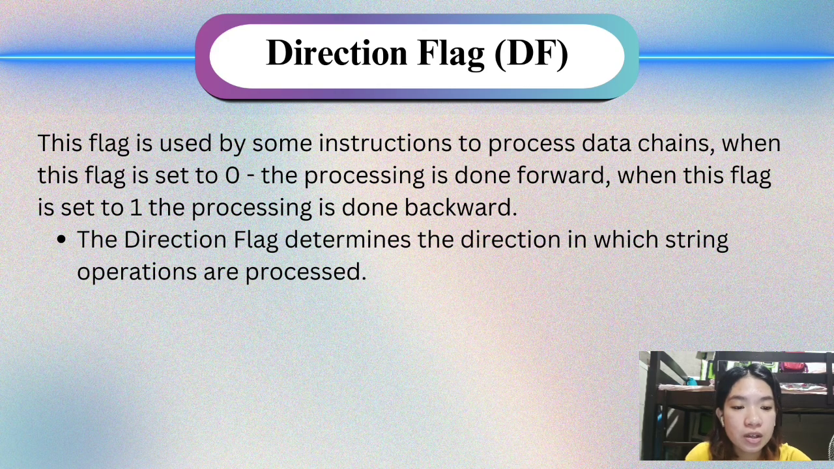When this flag is set to 0, the processing is done forward, and when this flag is set to 1, the processing is done backward. So the direction flag determines the direction in which string operations are processed. When the direction flag is set to 0, string operations like copying or comparing strings process data from low memory address to high address, or forward. When set to 1, they process from high to low, or backward. And this flag is also important in optimizing string manipulation operations in assembly language and low-level programming.